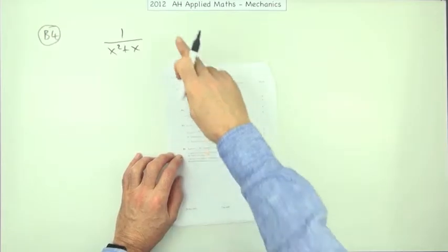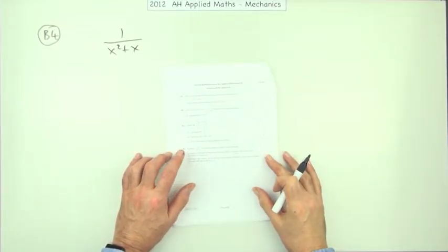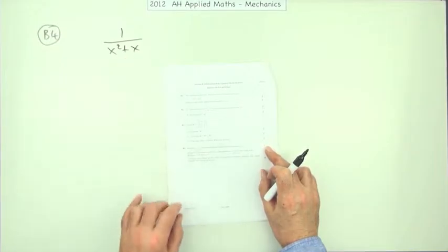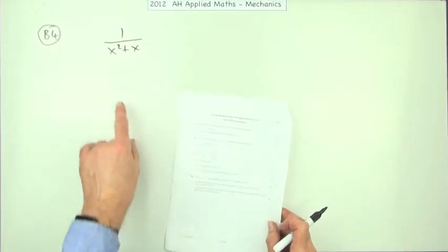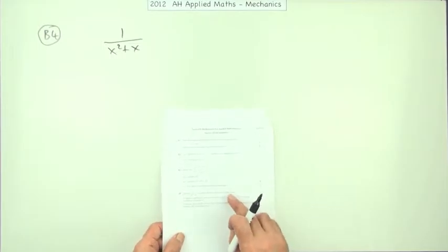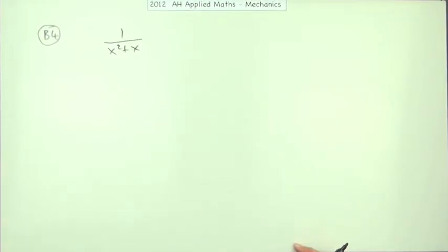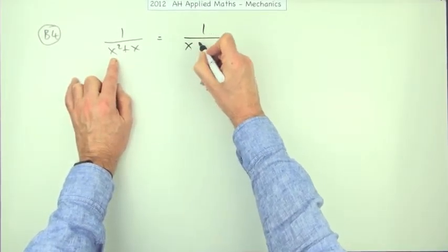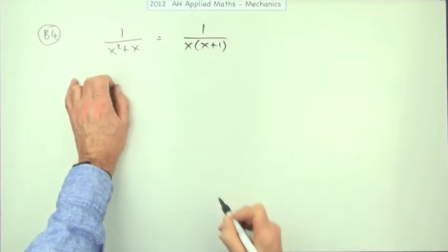Question B4 from the 2012 Advanced Higher Applied Maths in the Maths section, 7 marks this time. The first 3 marks: express this in partial fractions, where x obviously can't have a couple of values, and it tells you them, 0 and -1. Well, first thing would be factorise that denominator. X comes out, leaving you with x plus 1.